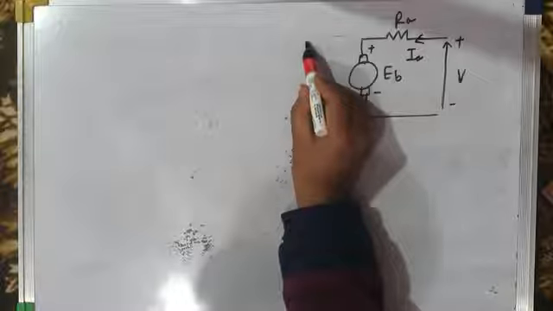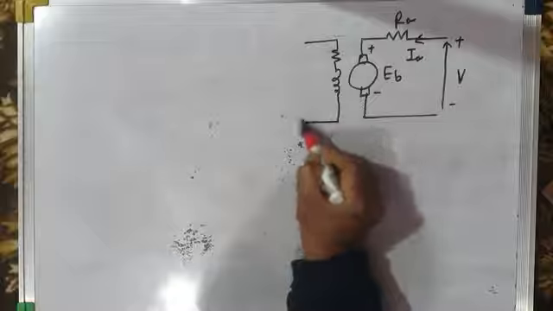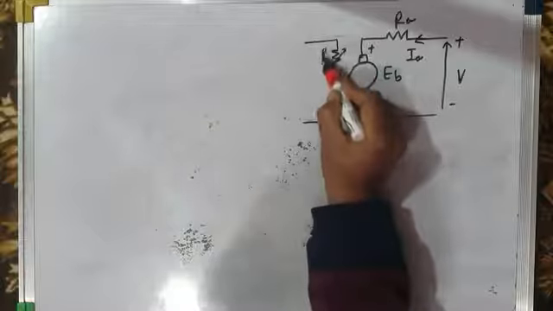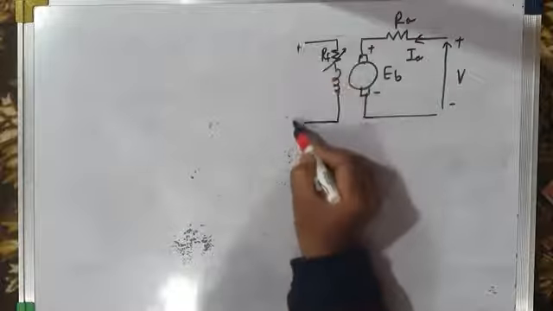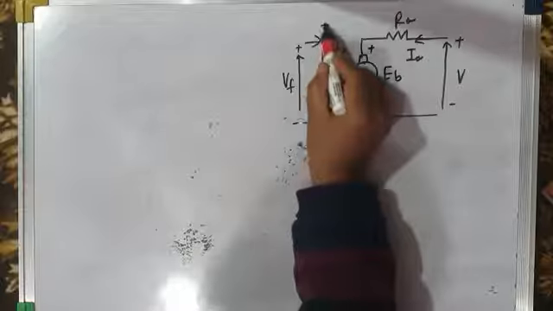This is the field winding. Let me show you the field winding. And of course, you may have a variable resistance in series with the field winding. This is the field voltage Vf, and the field current is If.